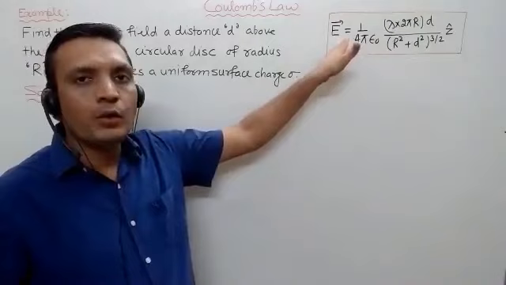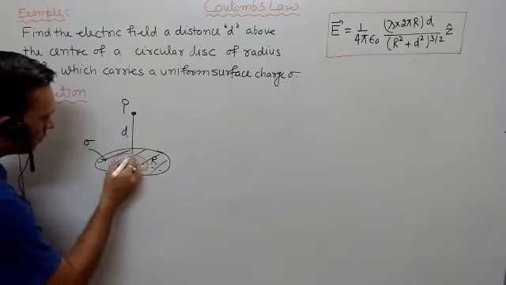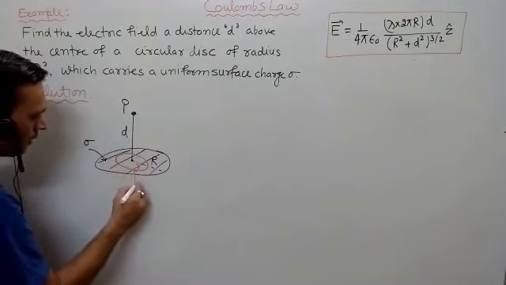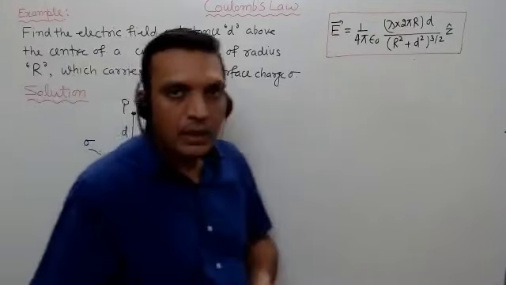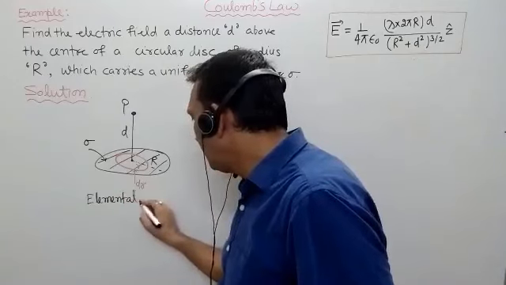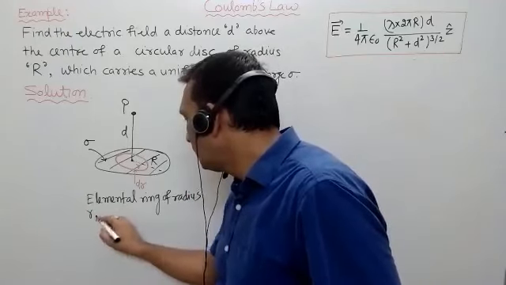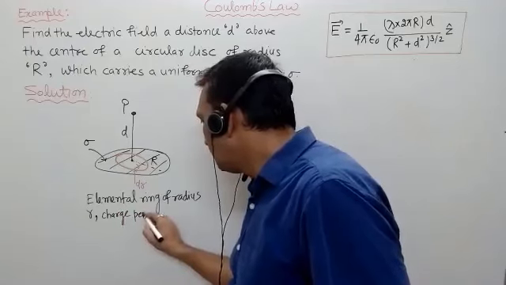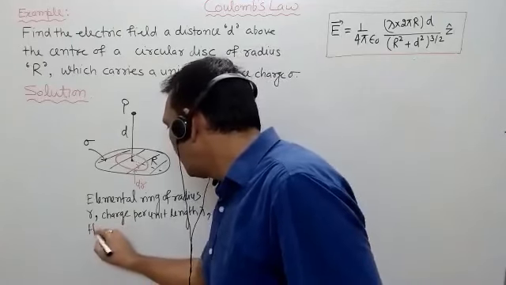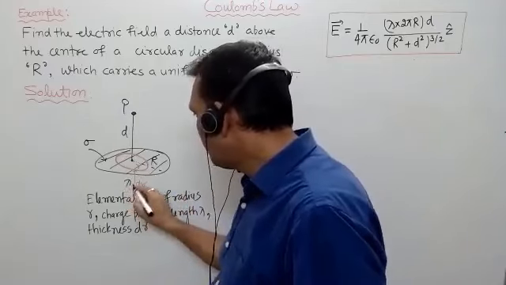So now we will use the field due to a ring. Let us draw an elemental ring of radius small r, and its thickness is dr. So consider an elemental ring of radius small r, with charge per unit length lambda, let us assume this, and thickness dr.